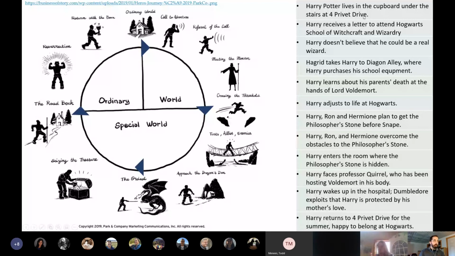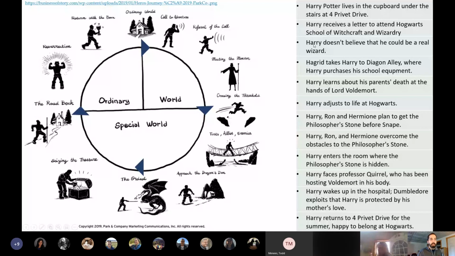It starts with our ordinary world: Harry Potter living in the cupboard underneath the stairs. That's his ordinary world. Everything kind of stinks, but he understands the way things work, and he's at the bottom of the power totem pole. But his life doesn't remain that way forever. He receives a letter to attend Hogwarts, and that's his call to adventure. There's a whole world that he didn't even know existed until today.